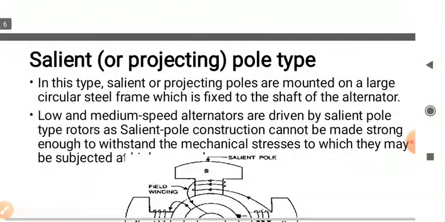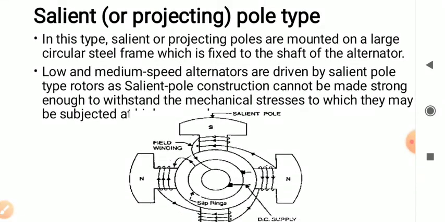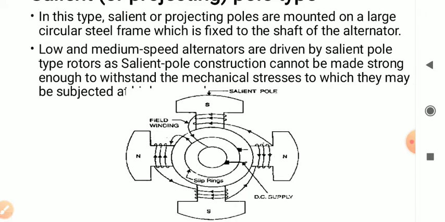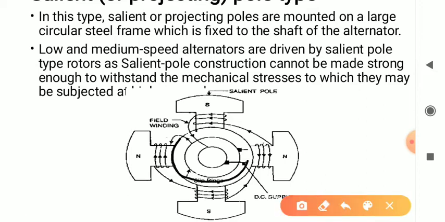First we will discuss the salient type of rotor, or the salient pole rotor. You can see in the figure, it is very clear that the rotor has projecting poles, which are mounted on a large circular steel frame, which is fixed to the shaft of the generator.